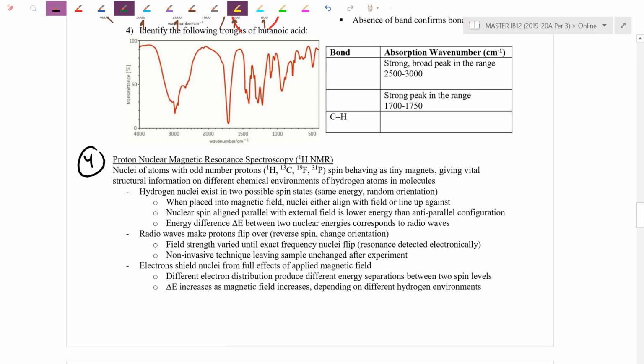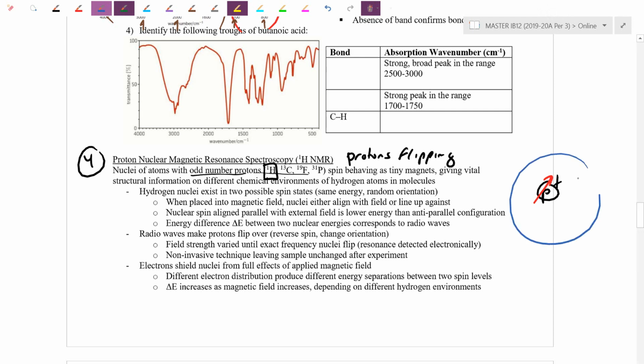Method number 4 here, we're going to look at NMR. It turns out chemicals that have odd number protons, we specifically zoomed in on proton NMR. You could hypothetically do carbon NMR, phosphorus NMR, and whatnot. The emphasis here, again, just specifying here, it's protons that are flipping. Protons are the ones that are in the nuclei. Protons, like electrons, have this notion called spin. They're either going to be spin up or spin down, just like electrons have spin.